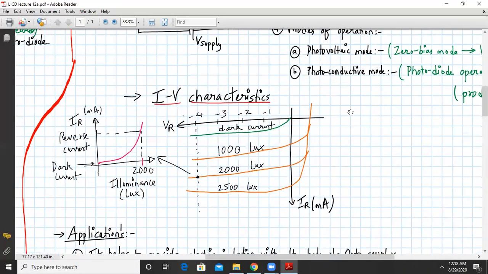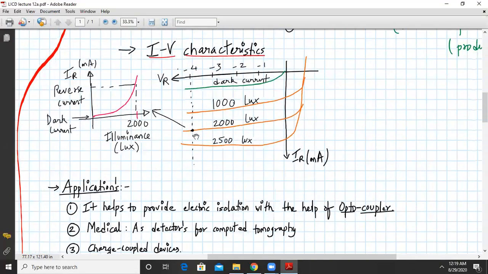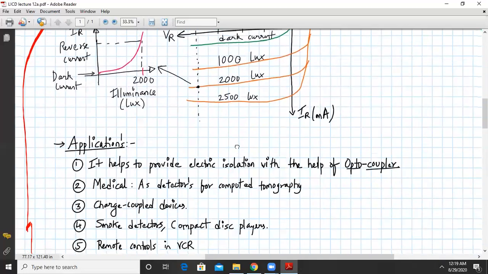This is my IV characteristics. As you can see, it is in the third quadrant. Both the reverse voltage and the reverse currents are negative. So we have a dark current over here, and we have this increasing amount of intensity. If you plot the graph of illuminance versus reverse current, you will have it like this. It's not starting from zero because we have a dark current. The unit of illuminance is lux. So it indicates the amount of intensity corresponding to the current of incident light.